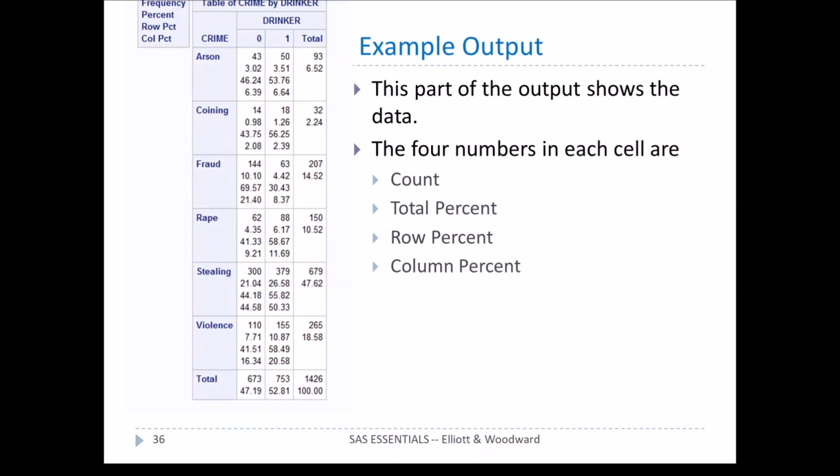And here are the tabled results. Now let's look at the cells. The cells contain 4 numbers. The first is count, then total percent, row percent, and column percent. What we're really interested in is the row percent.